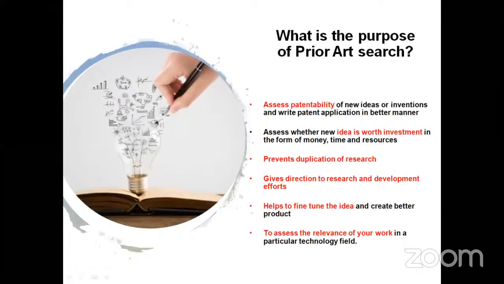The purpose we already know: to prove that it is patentable. The purpose of prior art search is to assess patentability of new ideas or inventions, assess whether the idea is worth investment, and prevent duplication of research. See, if you do a prior art search, first, you will be saving a lot of money and time, so that you won't file the patent and spend money, and also it prevents duplication of research. If you want to do research, better to do a prior art search, so that you can find out in which direction your research should go. That helps to fine tune the idea and create a better product.